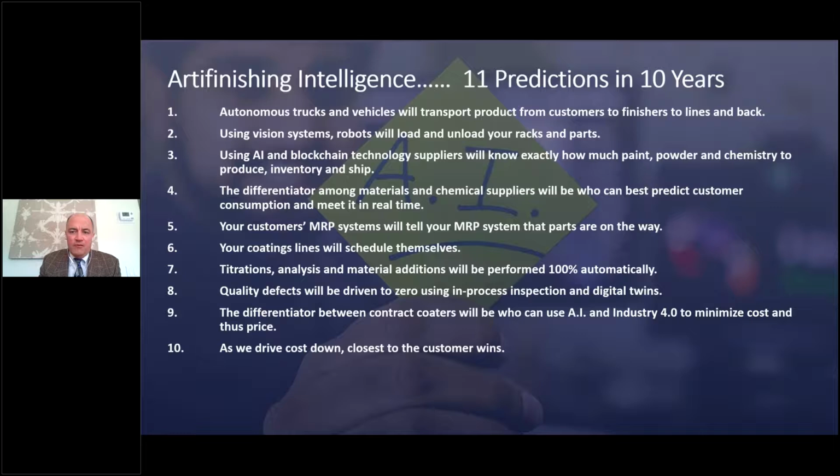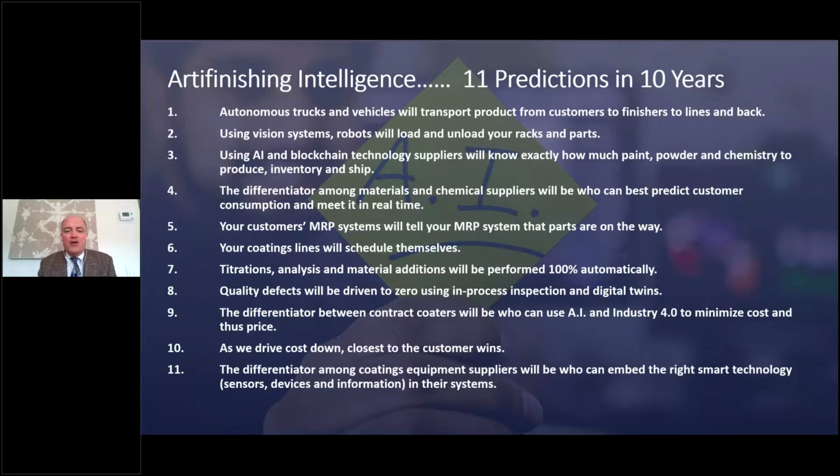The last of our 11 predictions in 10 years is that the differentiator among coatings equipment suppliers is who can embed the right smart technology in their systems. Smart sensors, smart devices, artificial intelligence, data, embedded intelligence. How can we embed as much of this intelligence right into the hardware that we're using to manufacture and coat our parts, to draw that data out of the equipment, to predict failure, to predict quality issues? The companies that figure this out, whether you are an equipment supplier or robot supplier, wherever you fit into that supply chain, are the companies that are going to end up way, way ahead.